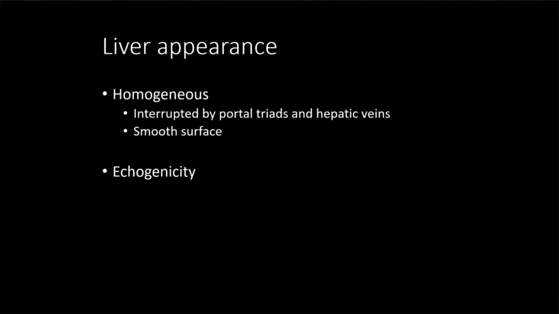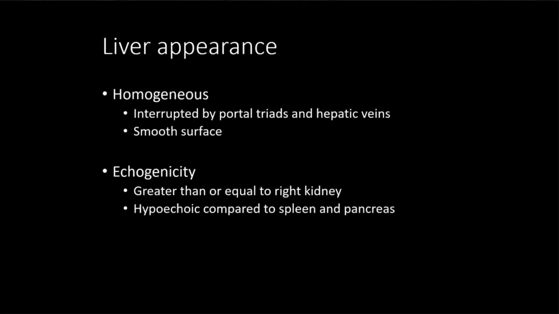Actually, so the liver is typically, its echogenicity is greater than or equal to the right kidney. And typically they're about the same. I suppose if you really looked at it, you could see the difference. And then it's hypoechoic compared to the spleen and the pancreas. And normally we're not scanning the liver and the spleen at the same time, so you're probably not comparing them. But the pancreas is going to be more echogenic than the liver. So we have our nice normal liver here.